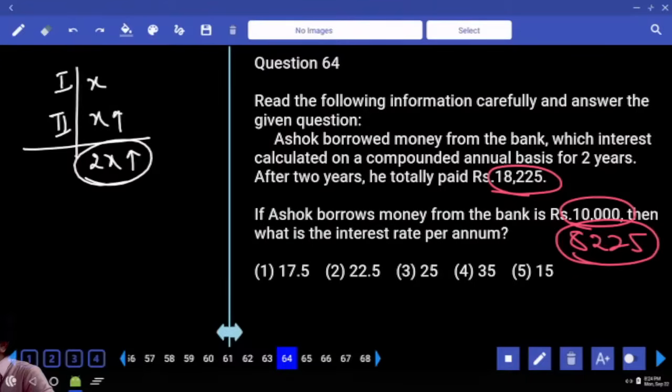What is interest rate? X. For 2 years it will be more than 2X. Then per year it will be less than half of that number.